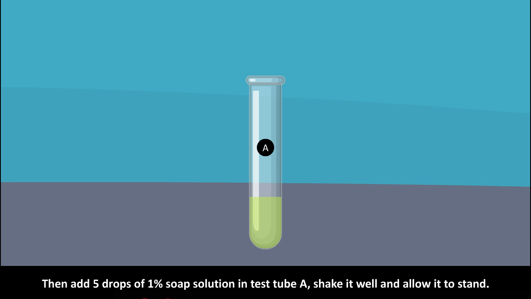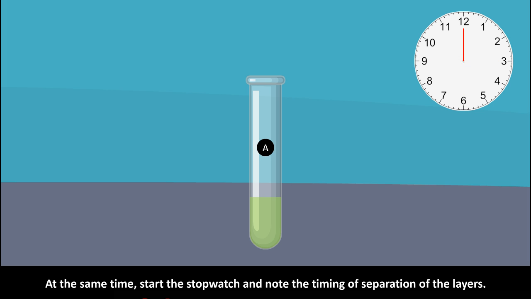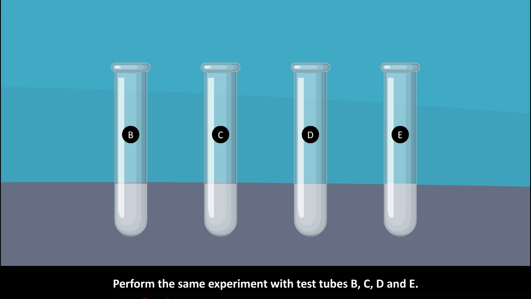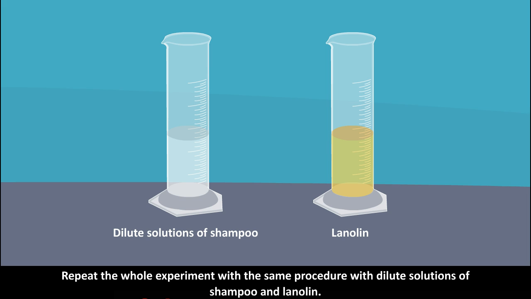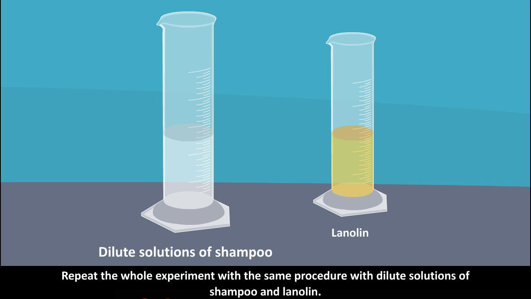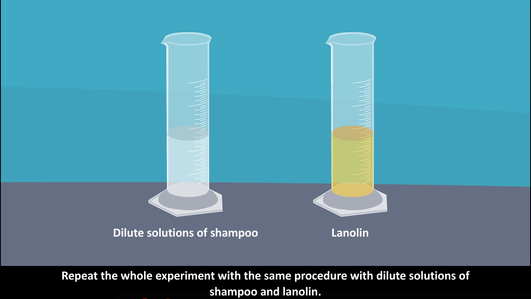At the same time, start the stopwatch and note the timing of separation of the layers. Perform the same experiment with test tubes B, C, D and E. Repeat the whole experiment with the same procedure with dilute solutions of shampoo and lanolin.